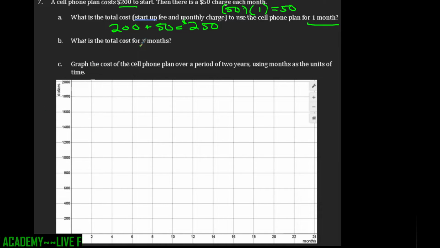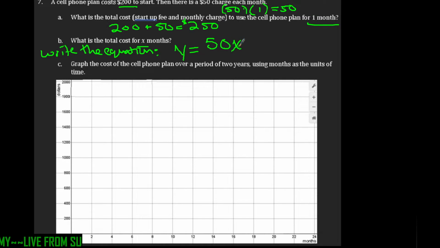And now what is the total cost for X months? And so what we can do is we can write the equation. So this is just like write the equation. And so what we're going to say is the equation is going to be in that form y equals, our slope is 50 because we have $50 per X months plus the original startup fee of $200.